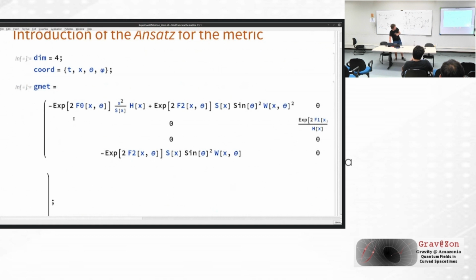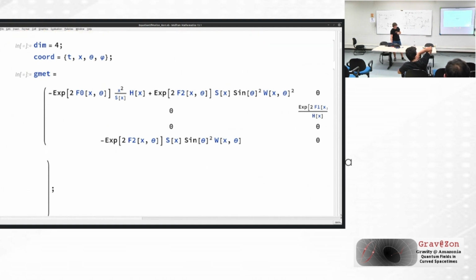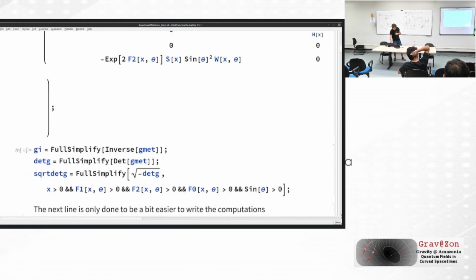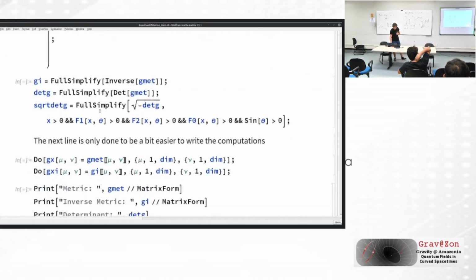I always start by defining the number of dimensions and some coordinates. Here I put the metric ansatz. Obviously here you cannot see everything, but you can imagine that on the right part there's the rest of the metric. And then you can just compute the inverse, the determinant, and the square root of the determinant. This is quite standard stuff.